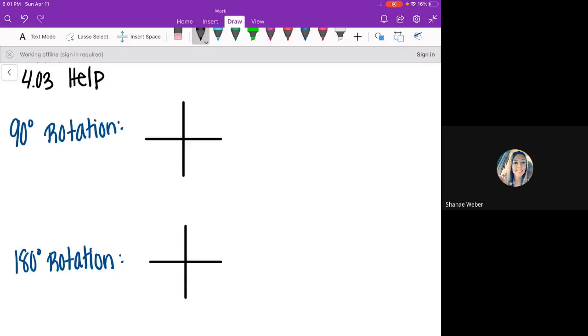So a lot of these have to do with rotating a figure a certain amount of degrees. So if we have a 90-degree rotation and I start right here, my 90-degree rotation is going to have me end up right here in the pink. We're just rotating it one quadrant on a graph. So 90 degrees.